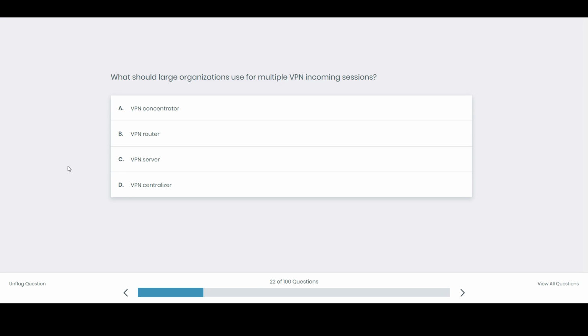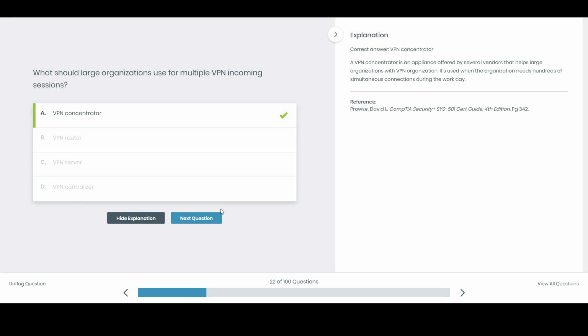What should a large organization use for multiple VPN incoming sessions? VPN concentrator. Not this one, VPN router or server. I'm not sure. B and C, I'm going to eliminate these two. I need to concentrate on A or D. VPN concentrator, I think. Let's try A. Okay, A is the answer. That's another lucky day. A VPN concentrator is an appliance offered by several vendors that helps large organizations. An organization needs hundreds of simultaneous connections during the workday.